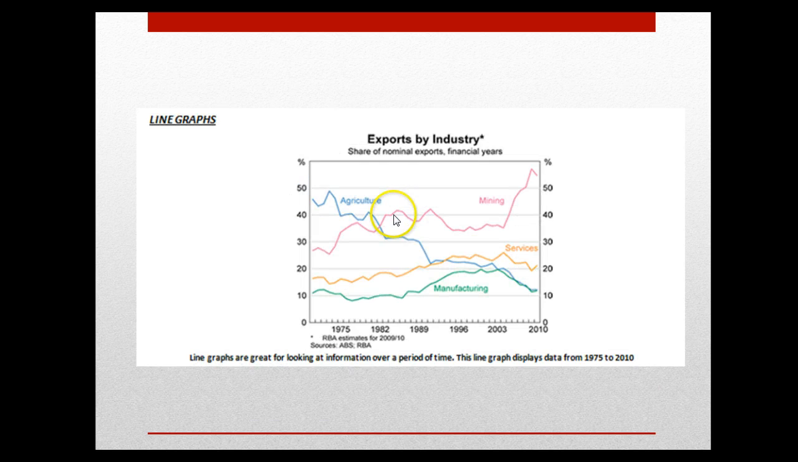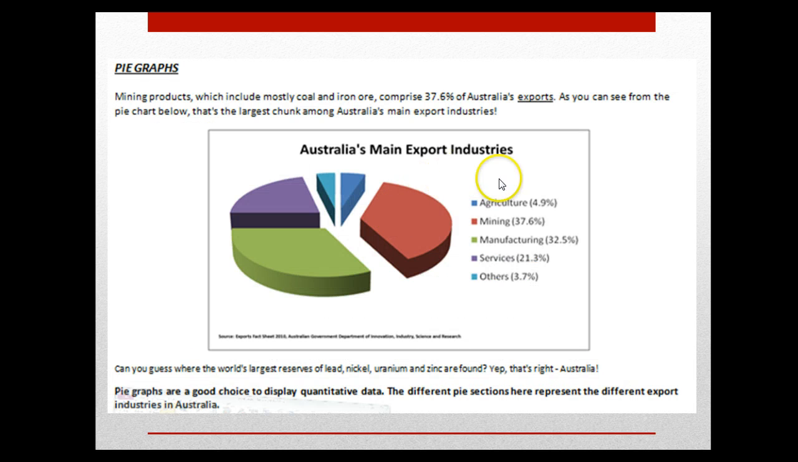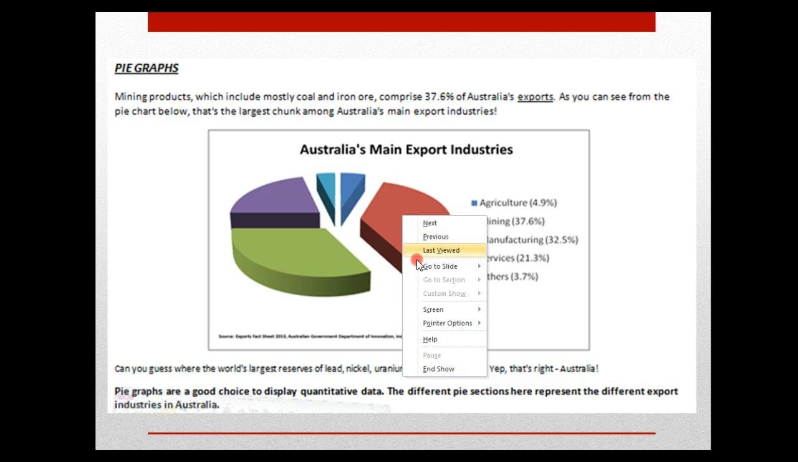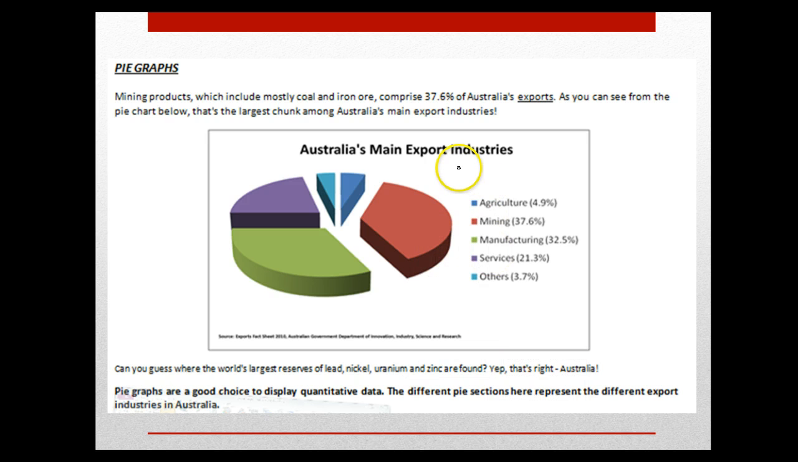That's this chunk here. So this particular section of the graph is the biggest, meaning that mining is the biggest export industry at this time. Checking the source of the data, that's 2010, and the source is the Australian Government Department of Industries, Innovation, Industry, Science and Research. So it's reliable data and it's fairly recent.